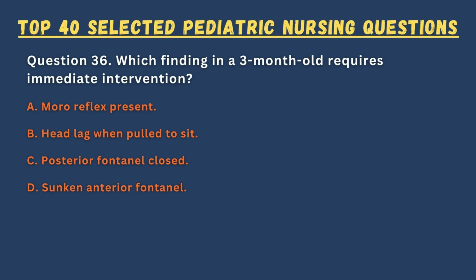Question 36. Which finding in a 3-month-old requires immediate intervention? A. Moro reflex present. B. Head lag when pulled to sit. C. Posterior fontanelle closed. D. Sunken anterior fontanelle.